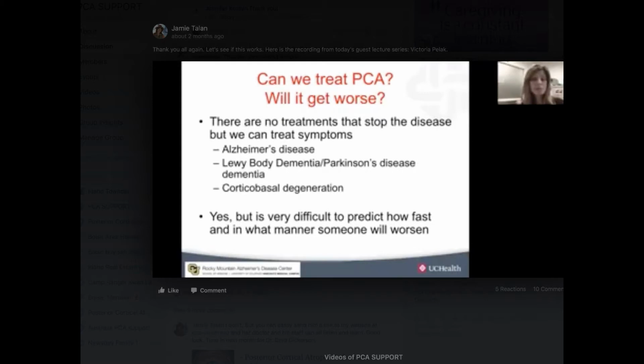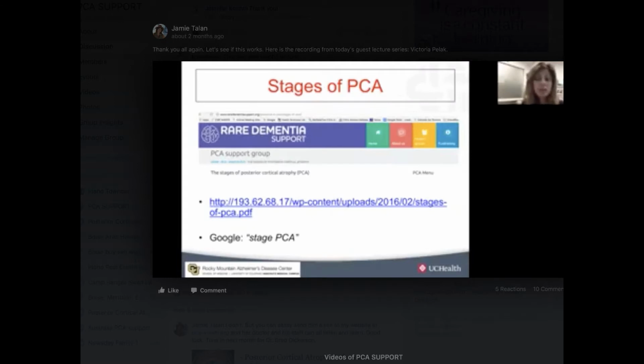And then lastly, will it get worse? And the answer is unfortunately yes, but it is very difficult to predict how fast and in what manner someone will worsen. Every patient is very, very different. But because that's a question that, not surprisingly, is on everybody's mind, a group at the University College of London, led by Sebastian Crutch, which many of you know and have read and learned from.